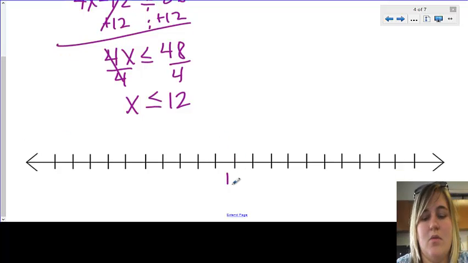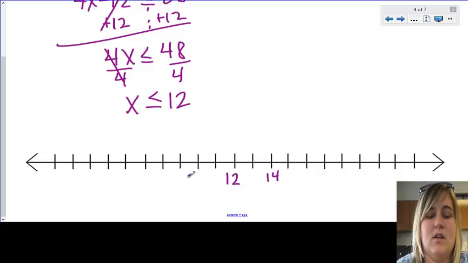So I plot my point at 12. Over here I would have 14. Over here I would have 10. Put my point at 12. It's going to be shaded because it has the equal to. And when I make my sign into an arrow, it points to the left, so I shade to the left. Final answer.